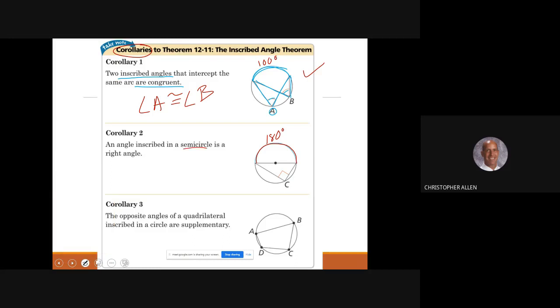By the way, guys, if that's 180, what does this angle down here have to be then? It has to be half of that. It has to be 90. It's again based on that same theorem. Let me draw this inscribed angle. Here's the inscribed angle. There's the inscribed angle.